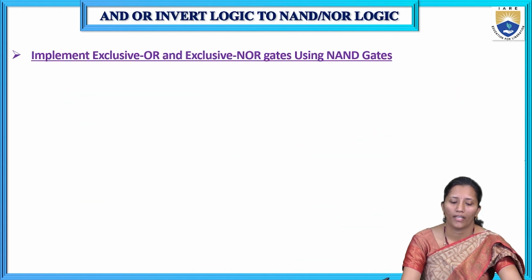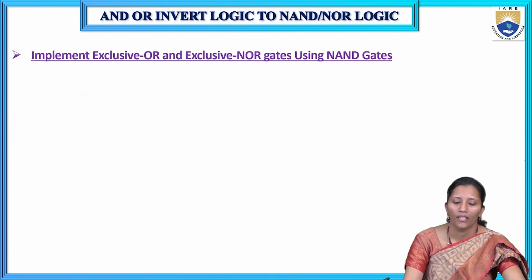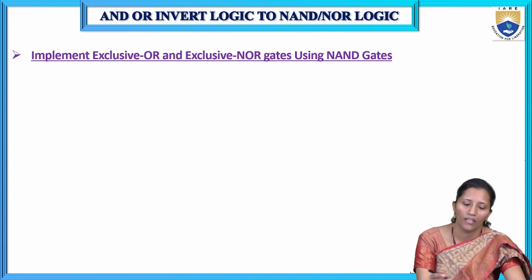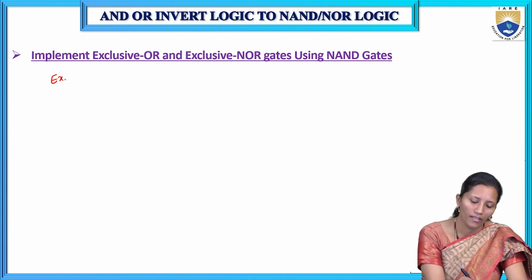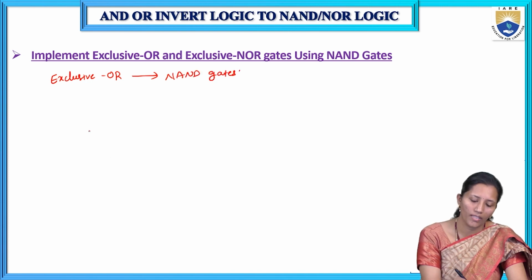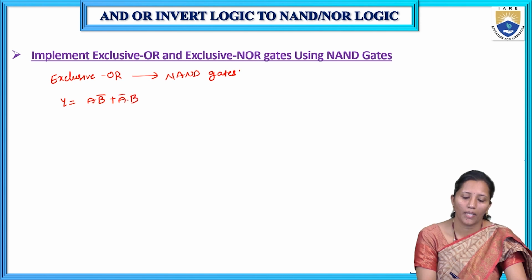Here we will take one example, AND or invert logic to NAND NOR logic. Here we are going to implement the exclusive OR gate, that is the XOR gate, using NAND gates. What is the equation for the XOR gate? Y is equal to A B bar plus A bar B. So in step 1, in NAND realization, first we take this Boolean function and draw the logic for it in terms of AND or inverter only.